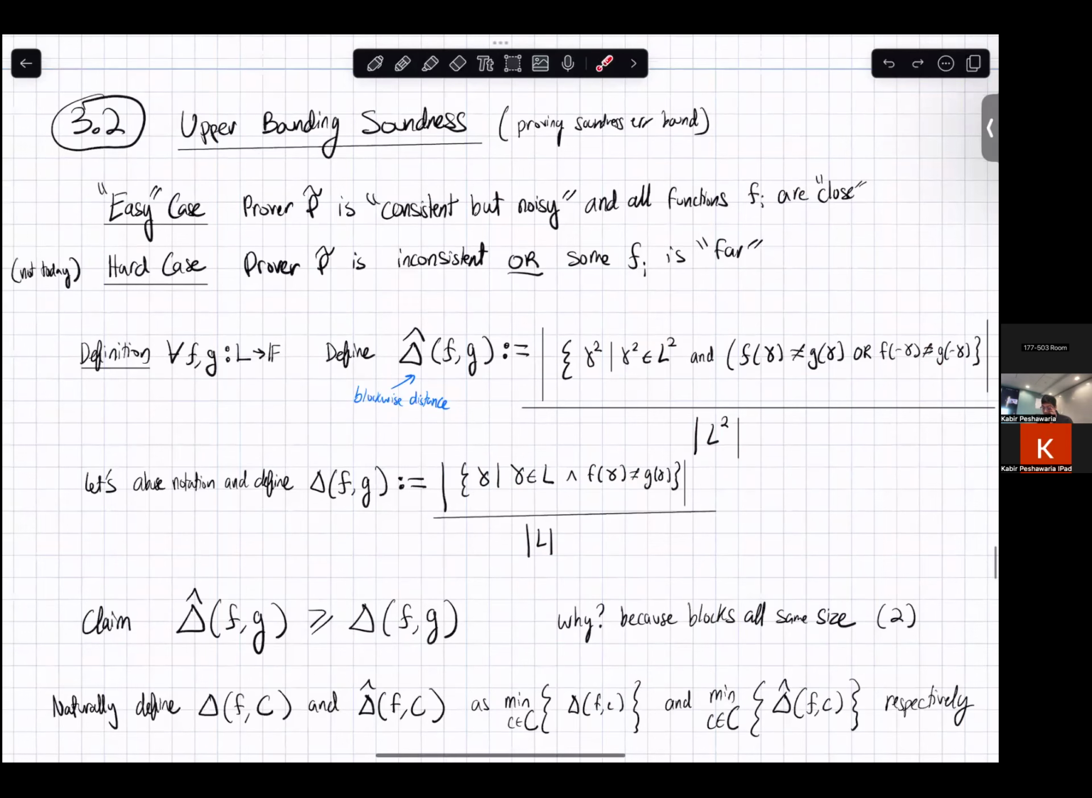Okay, now I have a claim, which is that the blockwise distance is always at least the normal distance. And the reason is that all the blocks are the same size. Maybe as I'm saying this, I realize it's time for a picture.